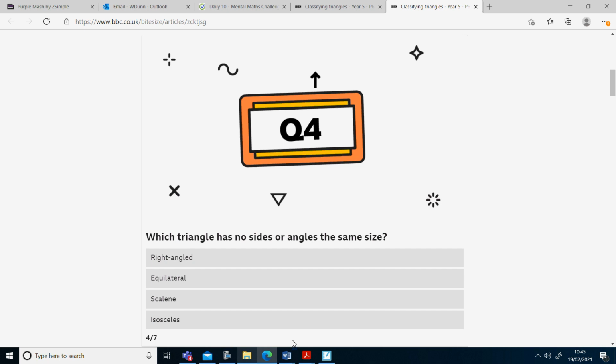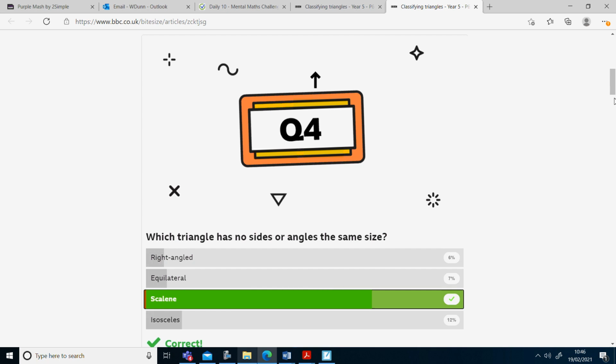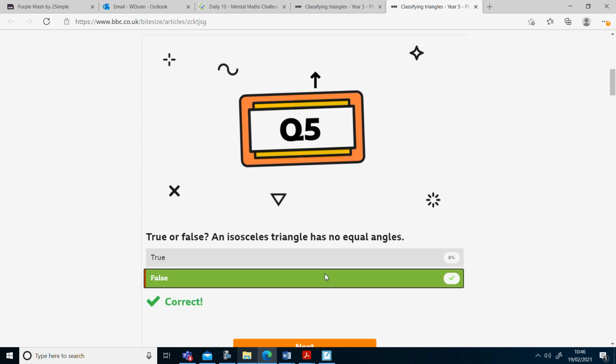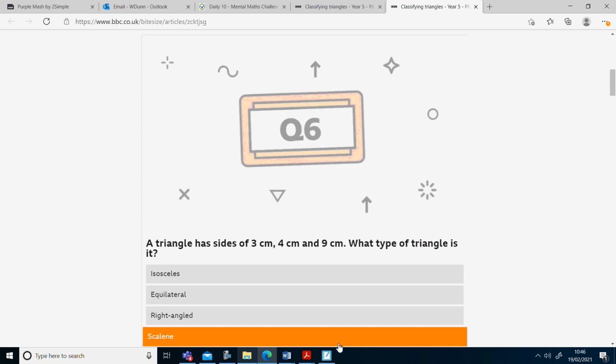Question 4. Which triangle has no sides or angles the same size? So which one has totally different length, sides and angles? Well done, it's the scalene triangle. True or false? An isosceles triangle has no equal angles. I think that's false, Year 4, because I know that an isosceles triangle has two sides the same and two equal angles. So it was false.